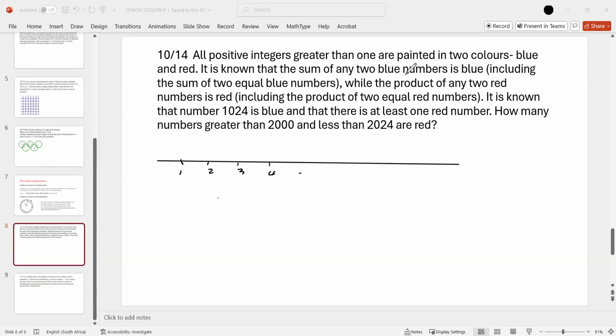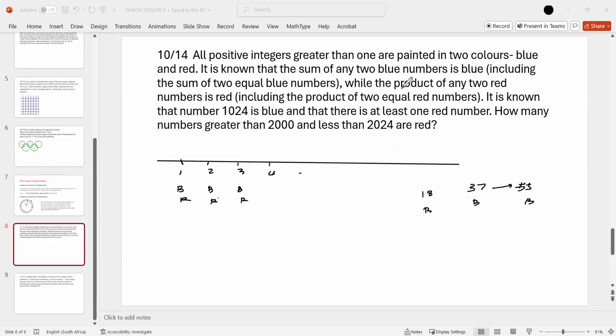Every one of them is painted, and there are 2 colors, either blue or red. So this could be blue or red, blue or red. So every number is painted. It is known that the sum of any 2 blue numbers is blue, including the sum of 2 equal blue numbers. So if 18 is blue and 37 is blue, then so is 55. The sum of any 2 blue numbers is blue.